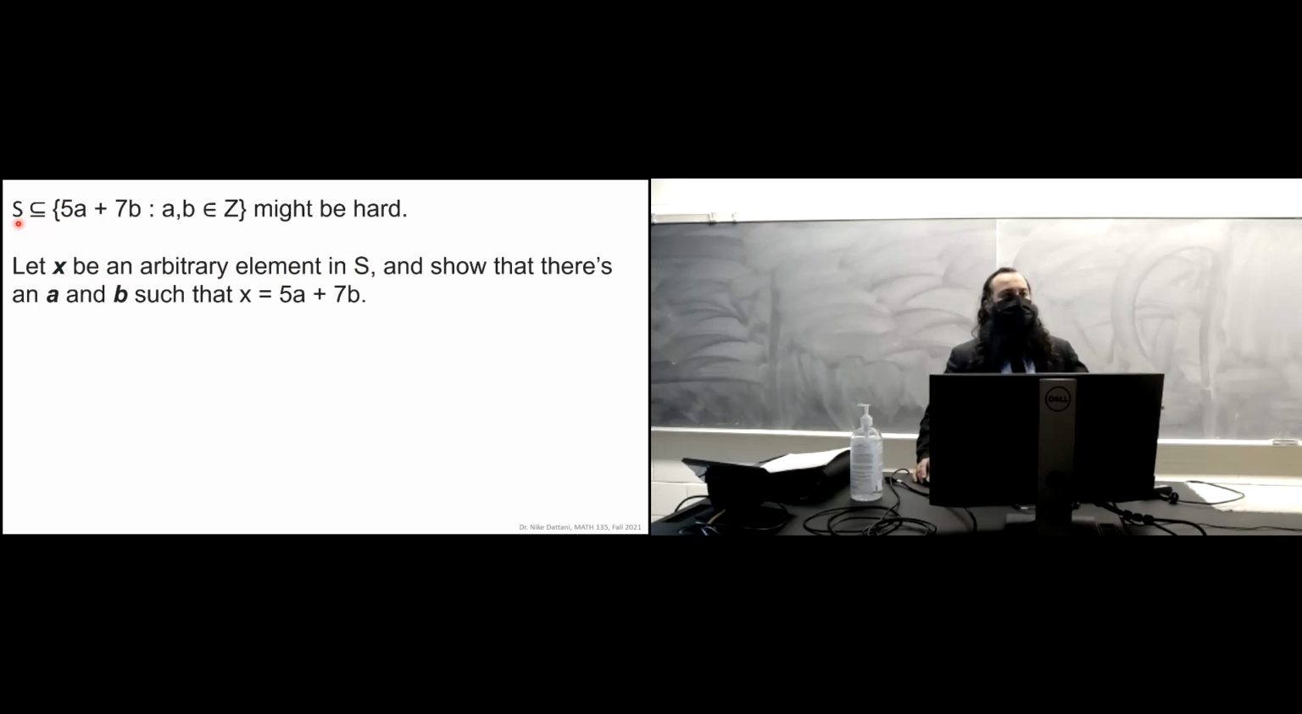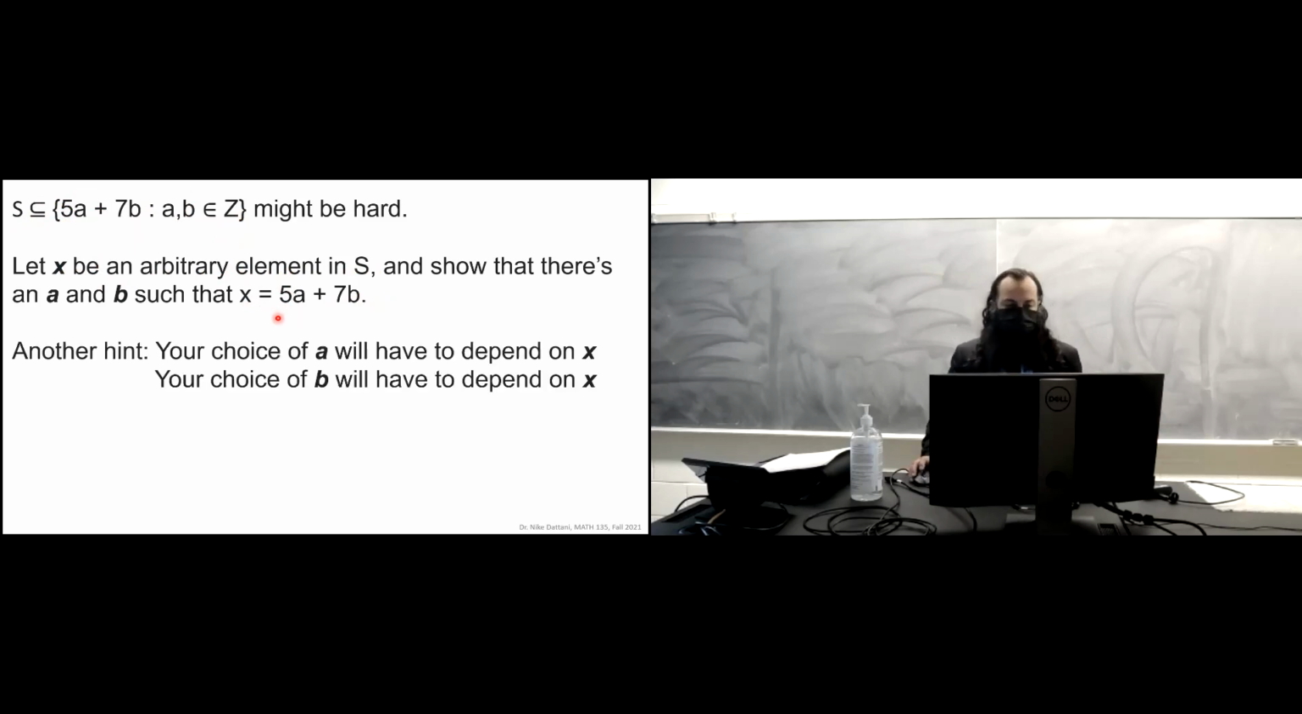Therefore, any element in S is also an element of this set because it can be written as 5a plus 7b where a and b are integers. Got it? Okay, and I'll give you another hint. Your choice of a will depend on X and your choice of b will depend on X.